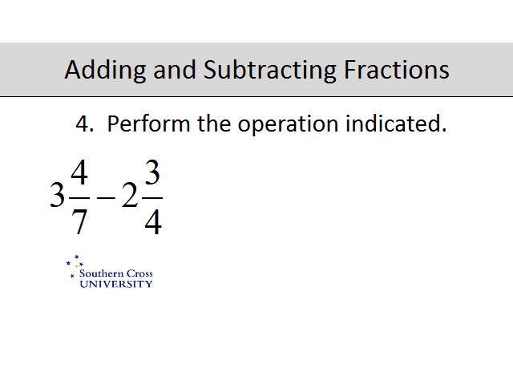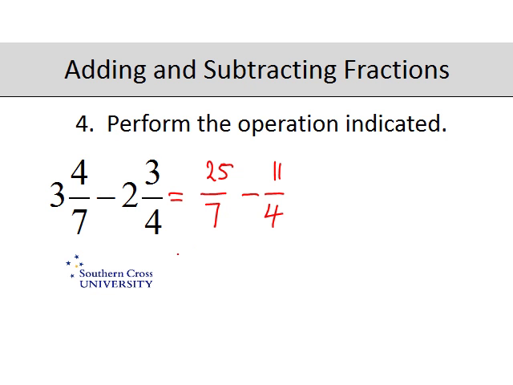Now we need to do another subtraction. This time though we have mixed numbers, so we need to change them back to improper fractions. 3 sevens are 21 and 4 makes 25/7. 2 fours are 8, 9, 10, 11/4.